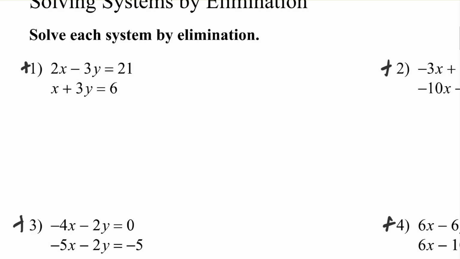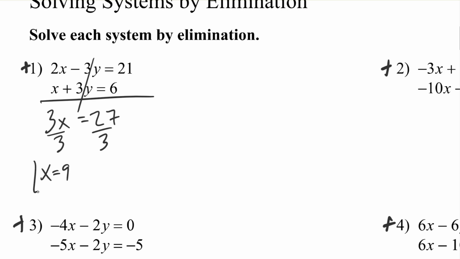This is homework 46, solving systems by elimination. So elimination, we're trying to add the equations together to eliminate a variable. I can see that I have opposites here, negative 3y and positive 3y, so when I add them together, they will cancel. So I'll get 3x equals 27, divided by 3, and x equals 9.